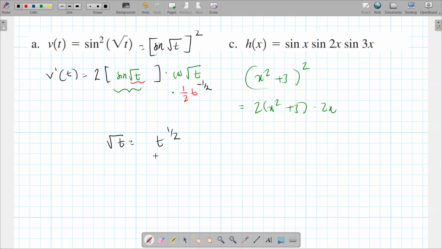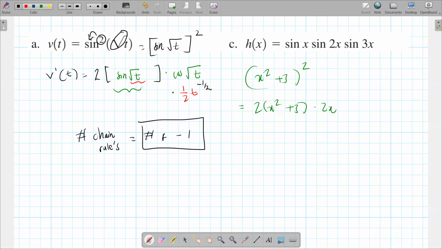It's a three-parter because there's three functions. There's a squared function, there's a sine function, there's a square root function. The number of chain rules, again, this is something that I'm coming up with on the spot, is always going to be the number of functions minus 1. So here we had to use the chain rule twice because there are three functions.